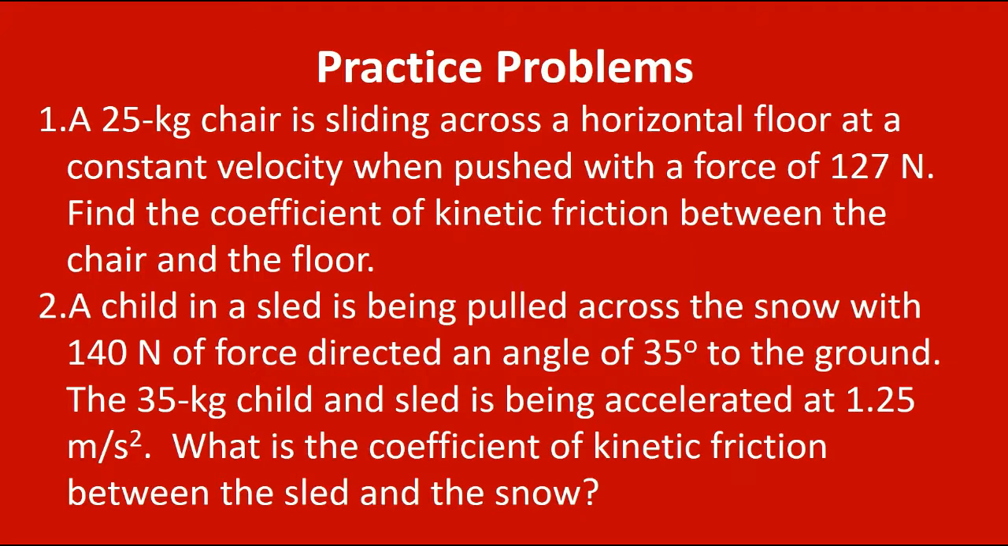The second problem that we're going to do is we have a child in a sled being pulled across snow with 140 newtons of force, and this time the angle is directed at 35 degrees to the ground. Imagine that your arm is angled backwards towards the sled as you're pulling this child across the snow. So the child and the sled have a combined mass of 35 kilograms, and they're accelerating at 1.25 meters per second squared. And again, what we want to do for number 2 is find that coefficient of kinetic friction between the sled and the snow. So these are the first two problems that we're going to do.